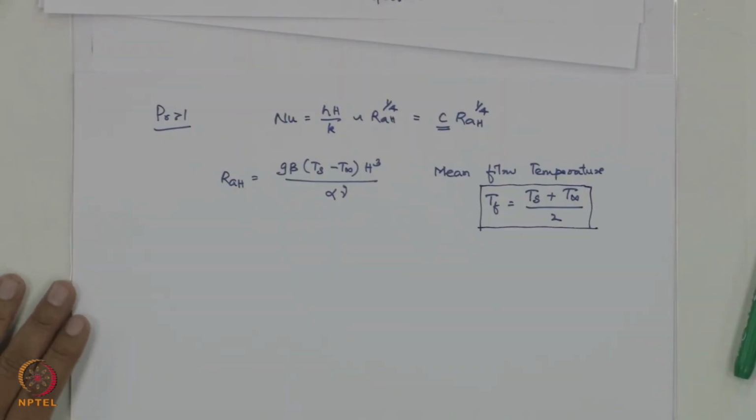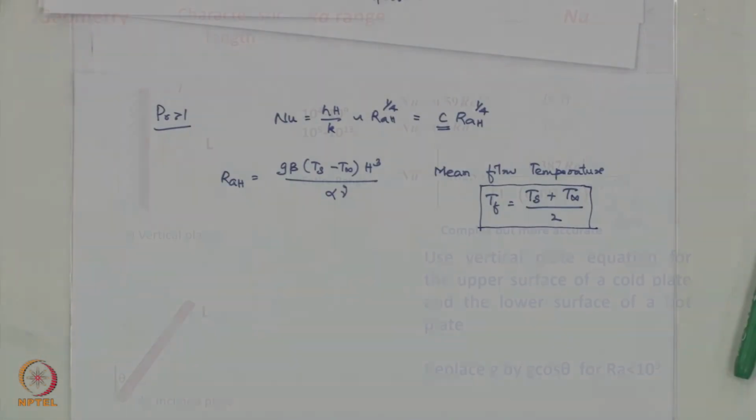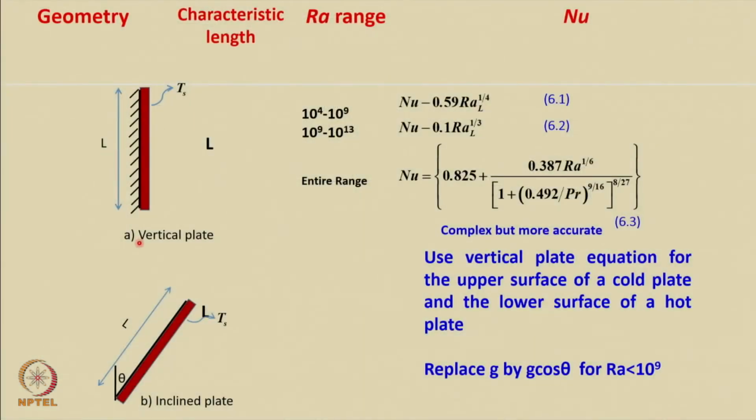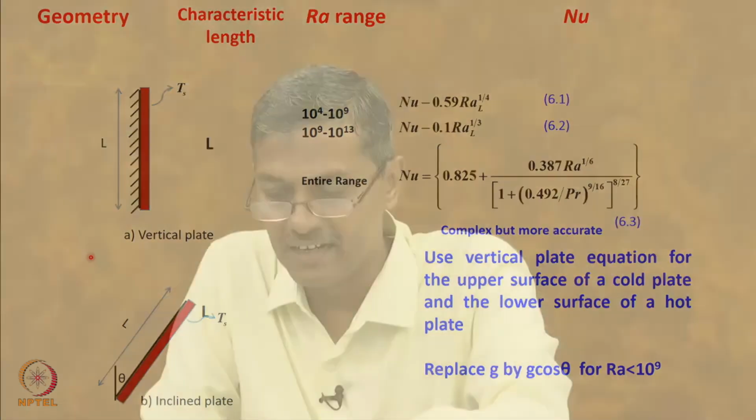So if we come to these slides, for a vertical plate, here my intent is not to give all the correlations. I will just give them for a vertical plate, horizontal plate and inclined plate, and maybe circular and spherical shapes, but for various other shapes, any standard textbook you refer to will give you the correlations.